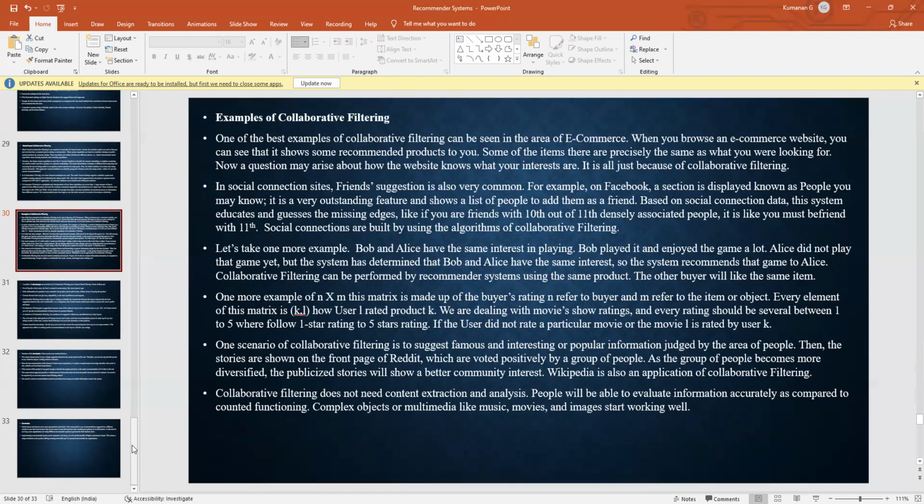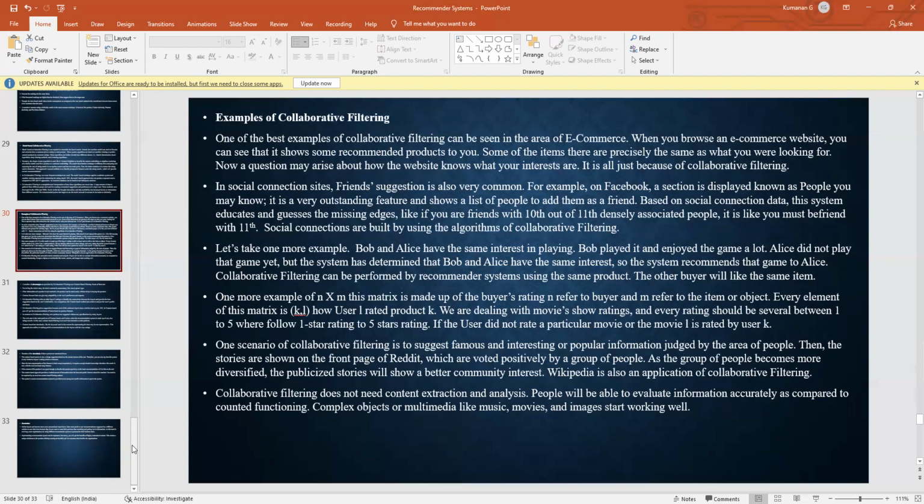Let's take one more example. Bob and Alice have the same interest in playing. Bob played the game and enjoyed it a lot. Alice did not play that game yet. But the system has determined that Bob and Alice have the same interest, so the system recommends the game to Alice. Collaborative filtering can be performed by a recommender system using the same product. The other buyer will like the same item.